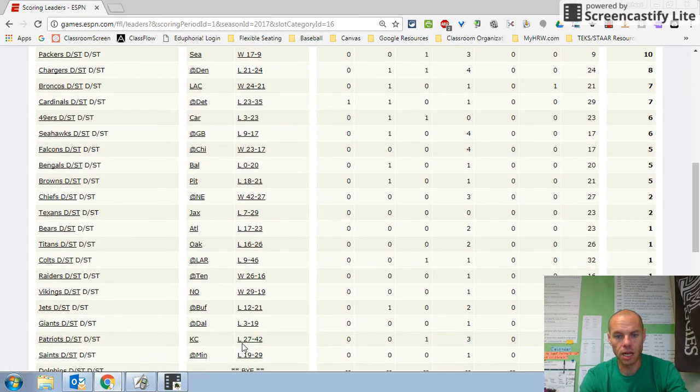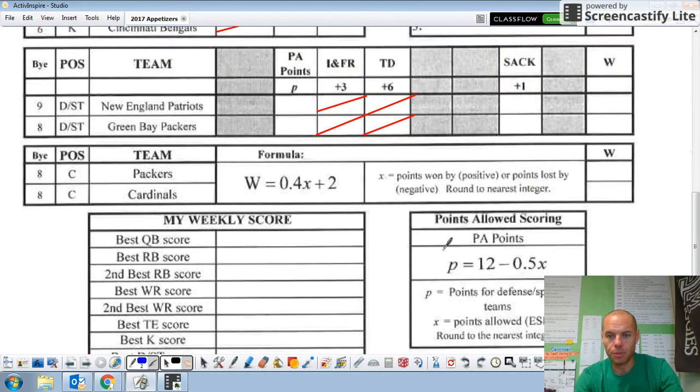All right, the Patriots lost 27-42. They played Kansas City. Kansas City got 42 and they had 27. So how many points did they allow? Well, they lost 27, and they gave up 42 points. So I'm going to put 42 into this equation right here.